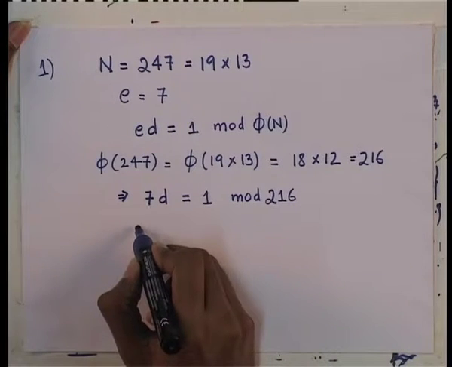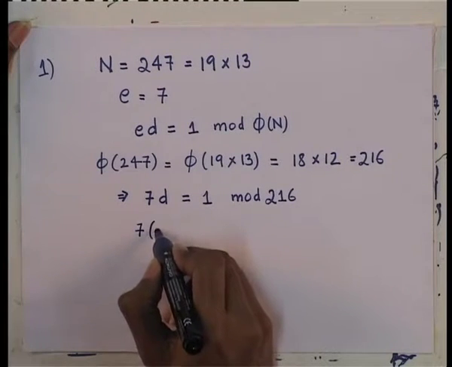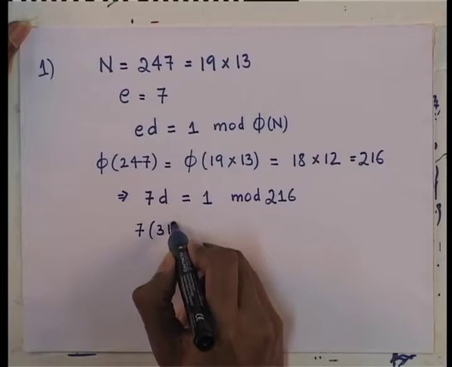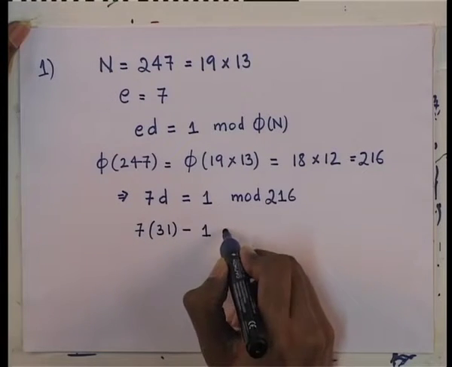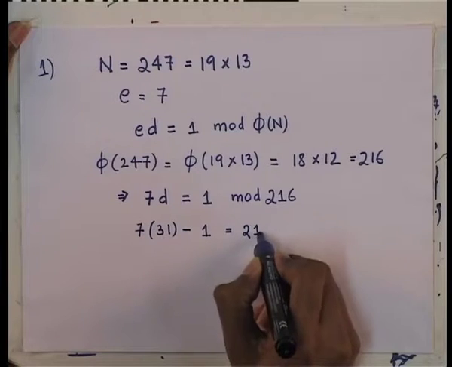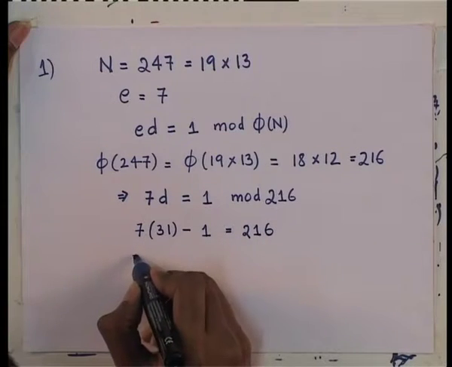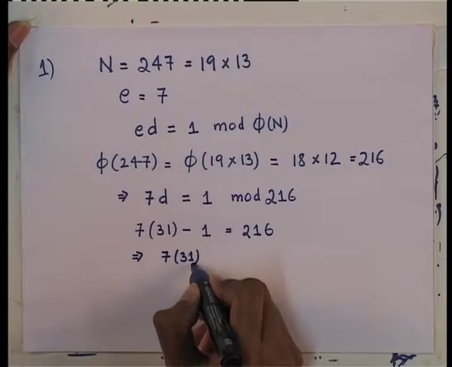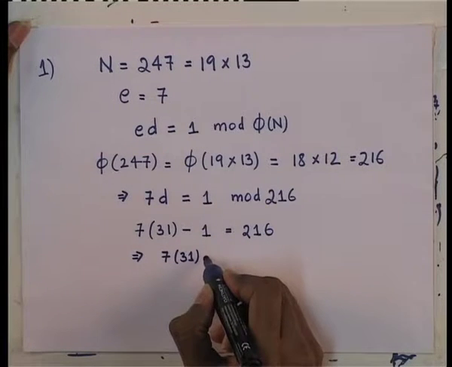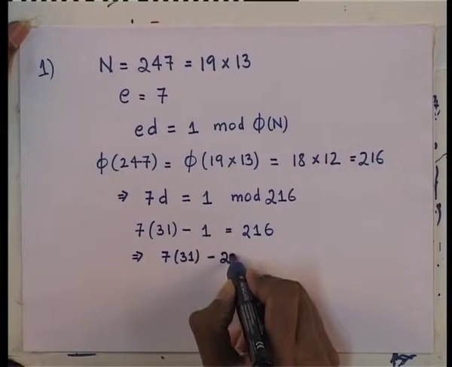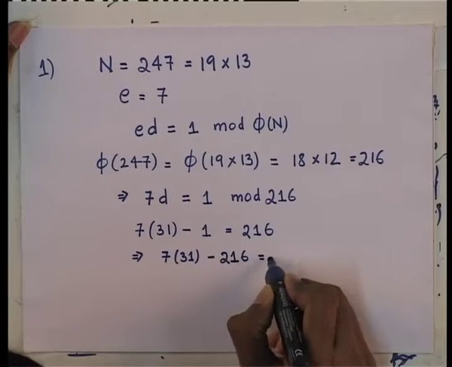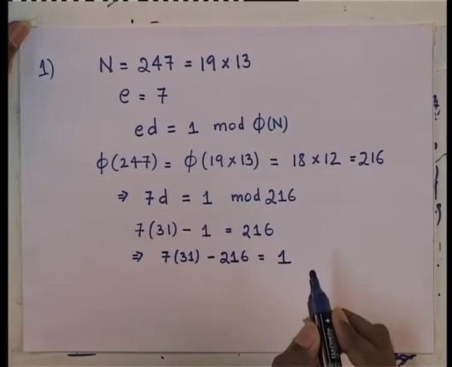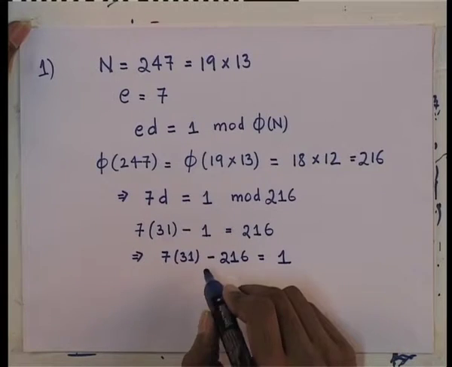We can see that 7 times 31 minus 1 is equal to 216. That implies 7 times 31 minus 216 is 1.